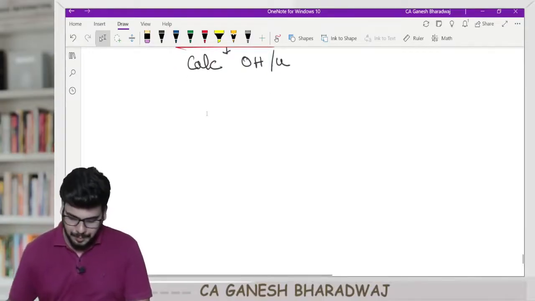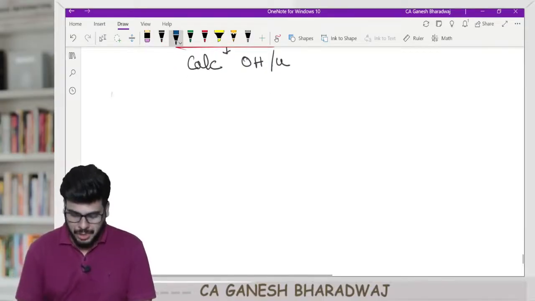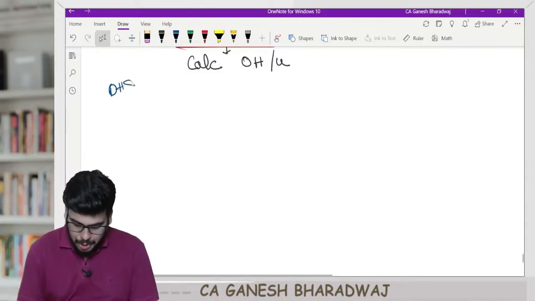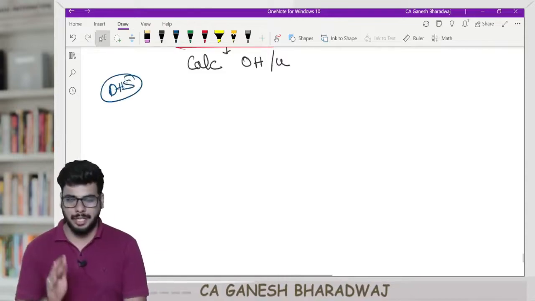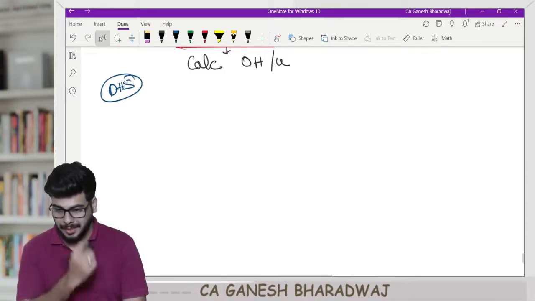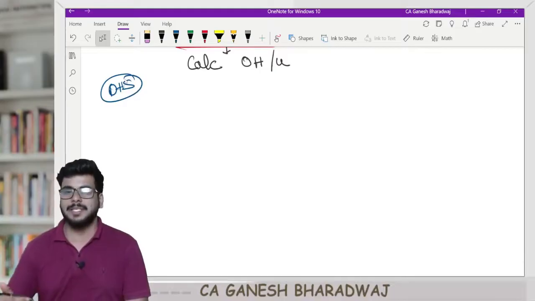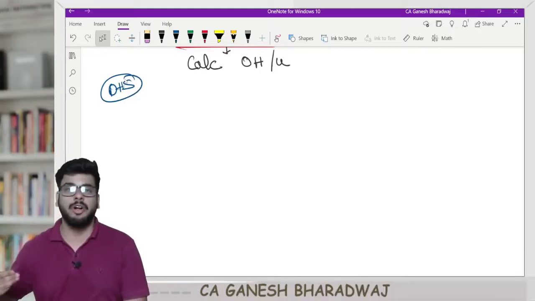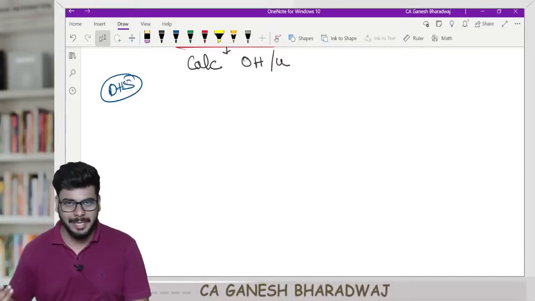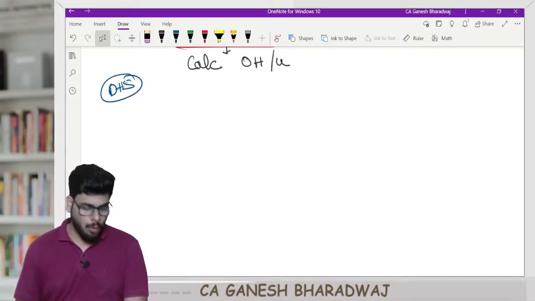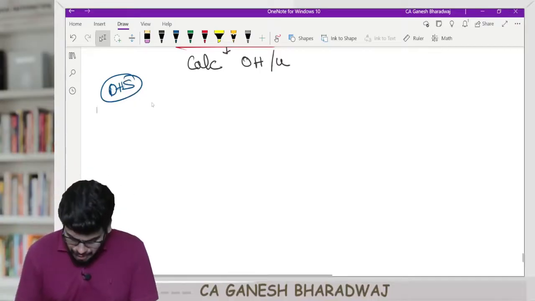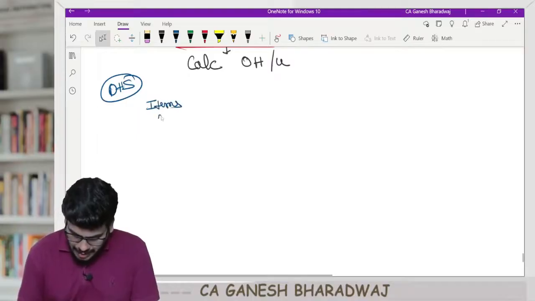In the previous chapter, overheads, the absorption costing system is called a traditional costing system. ABC is basically your modern way of dealing with overheads. It's a modern costing system. In overheads, what we did, first we had items of overheads. We have multiple line items of overheads.